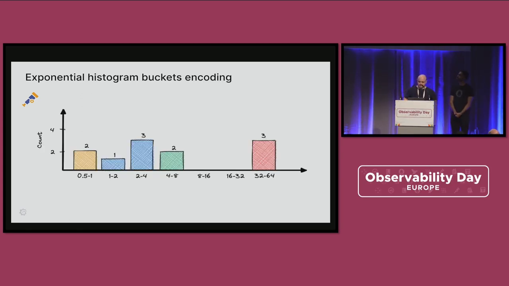Let's see how the buckets of this histogram are encoded. Here is an example of a histogram that has a scale of 0. It has the following bucket ranges, and as you can see, there are some value counts in those buckets. The buckets of this histogram are encoded as follows. We store all the counts for the buckets in a bucket counts array, including empty buckets. The offset is set to -1 because the zero index bucket points to a bucket with a range of 1 to 2, and there are non-empty buckets on the left. So we have to shift the offset by 1 to the left.